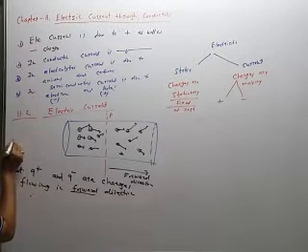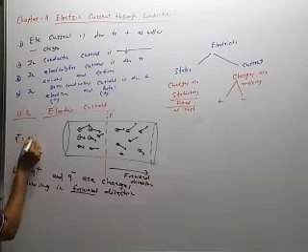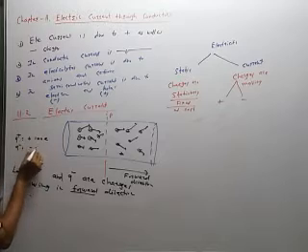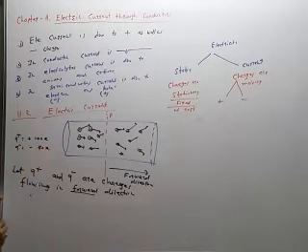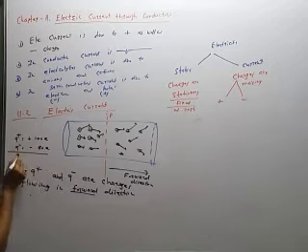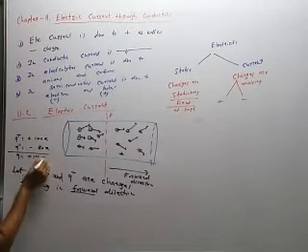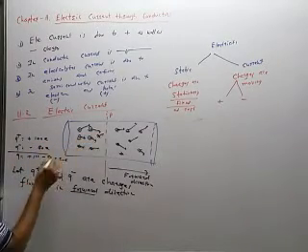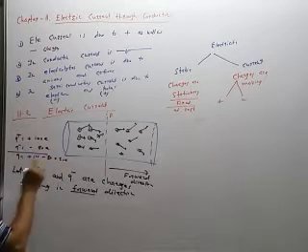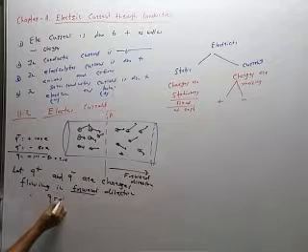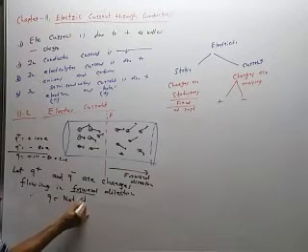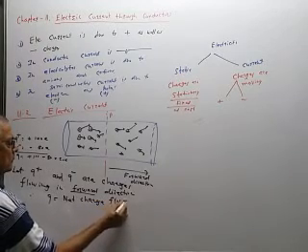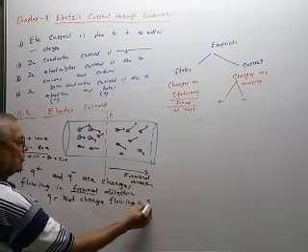Therefore, suppose we consider Q plus as plus 100 from protons and Q minus as minus 80 from electrons. So what will be the net charge? Net charge is equal to plus 100 coulomb minus 80, that is equal to plus 20 coulomb. So the net charge flowing in the forward direction is plus 20 coulomb. Therefore, Q is equal to the net charge flowing in the forward direction.